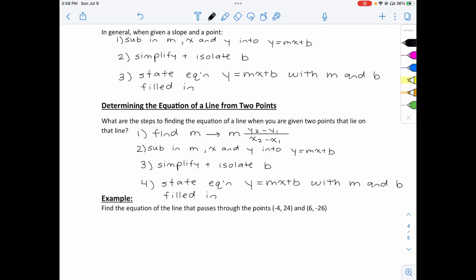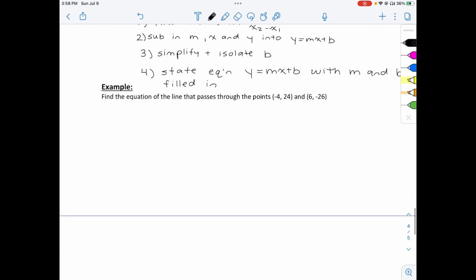Okay, so there's just that one extra step of finding the slope first, but because we practice that and we know how to do that confidently, it's not an issue. So if I look at an actual example of this, I want to find the equation of the line that passes through the points -4, 24, and 6, -26.